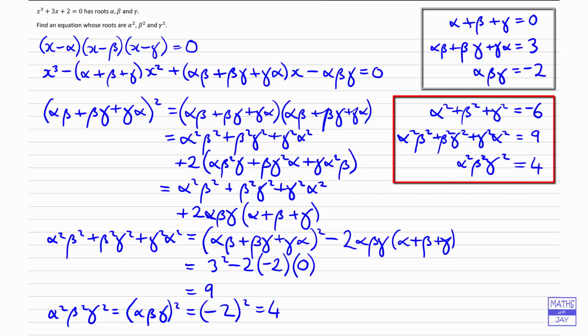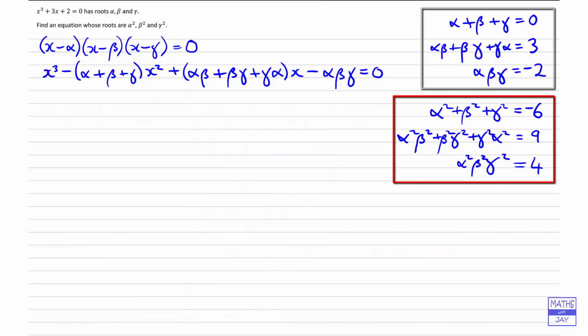So let's clear some space. So remember, we're trying to write down the equation whose roots are alpha squared, beta squared and gamma squared. So let's write that down just below the original equation so that we can clearly see what we're going to be doing. So I'm just replacing alpha by alpha squared, beta by beta squared and gamma by gamma squared. So we're going to have this. So then it will be really obvious where everything is coming from, I hope.